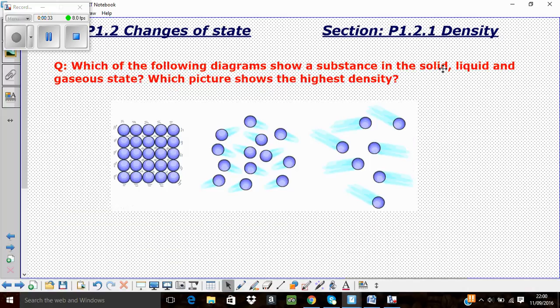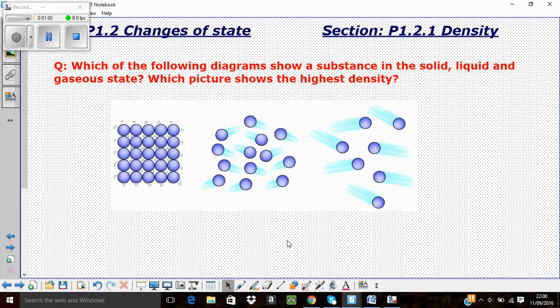Now, we know that a solid is a substance that keeps its shape. Liquid is a substance that doesn't keep its shape, but still the particles are pretty tight together, and in the gaseous state the particles are just all over the place. That means they're not tight together, so they have the freedom to move. So the question is again, which diagram shows a solid, a liquid, or a gas?